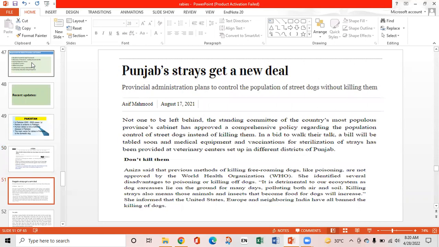Another article published is "Punjab's stray gets a new deal." According to WHO, there are several disadvantages to poisoning or killing dogs. It is detrimental to our ecosystem, as dog carcasses lie on the ground for many days, causing pollution of both air and soil. Killing strays also means the animals and insects that feed on them will increase. The US, Europe, and neighboring India have all banned the killing of dogs.